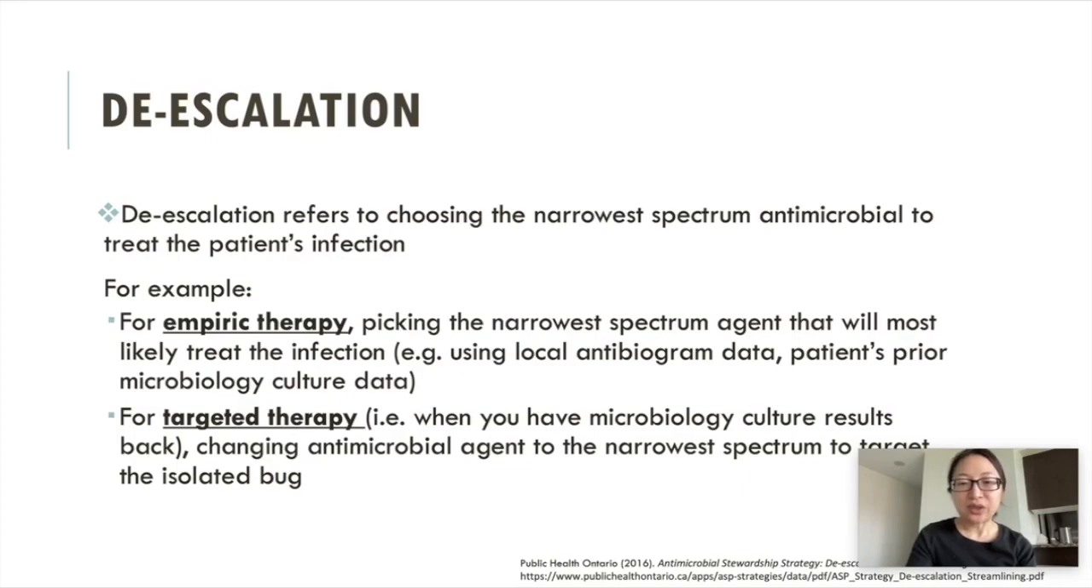De-escalating therapy refers to the use of a narrow-spectrum antimicrobial to treat the patient's infection. There are two scenarios to consider here. For empiric therapy, and this refers to when you are starting antimicrobial therapy without culture results available, such as if you're suspecting a cystitis in your patient, de-escalation of therapy means that you're picking the agent with the narrowest spectrum of antimicrobial coverage that will most likely treat the infection and nothing more. For targeted therapy, this is when you have culture results of the infection that you are treating back. De-escalating therapy means you're changing the antimicrobial agent to the narrowest spectrum to target the isolated bug.